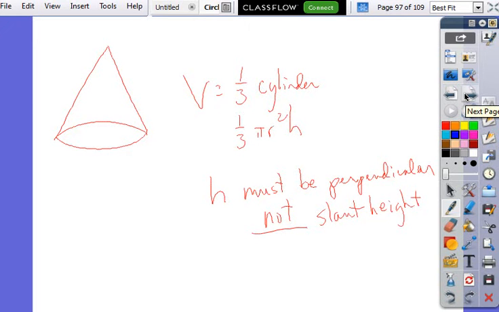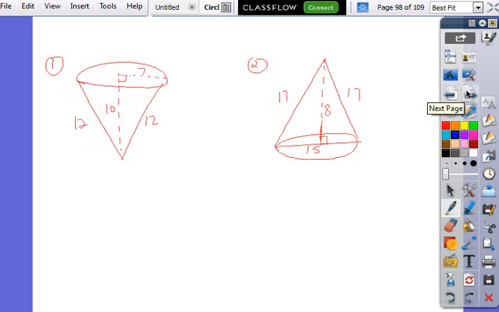So 1/3 pi r squared h. Again, what do we know about the height? It's got to be perpendicular, means I'm looking for the right angle. The slant ones are never going to be used. This would be 1/3 pi r squared h. And 1/3 pi 7 squared and then 10.